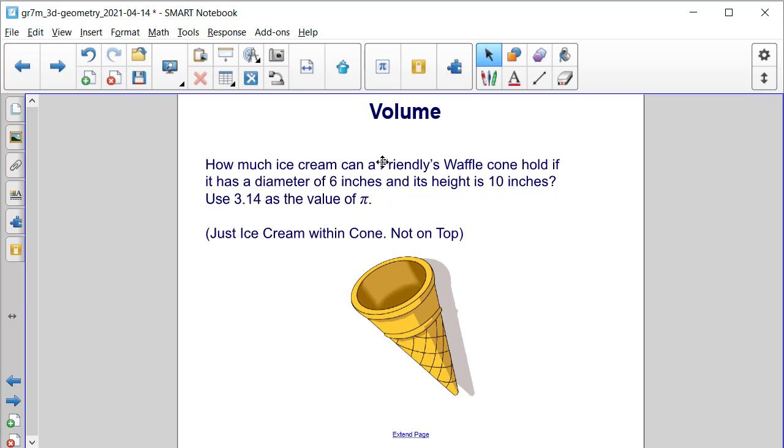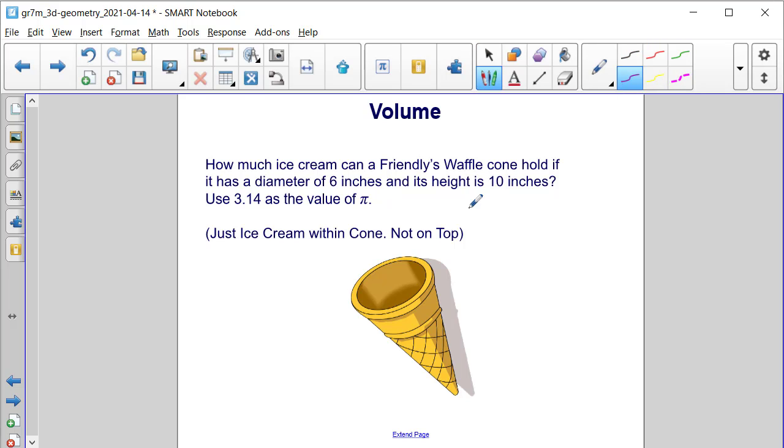How much ice cream can a Friendly's waffle cone hold if it has a diameter of 6 inches and its height is 10 inches? Use 3.14 as the value of pi. And note that just ice cream within the cone is being measured, not what is on top.